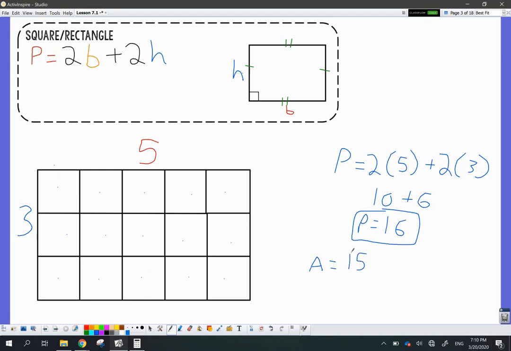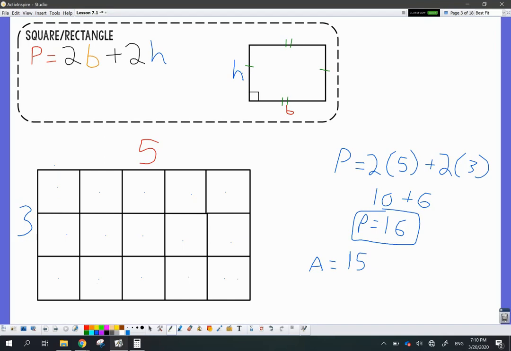But of course, we're not going to be able to count every single square in every single rectangle, especially when these dimensions start getting super big, like 20 by 50 or something. So instead of counting the squares, we'll use our formula.